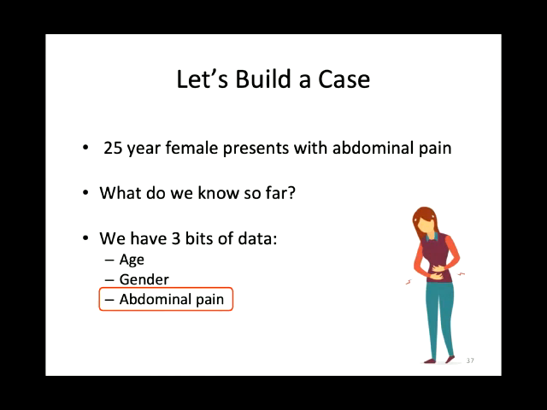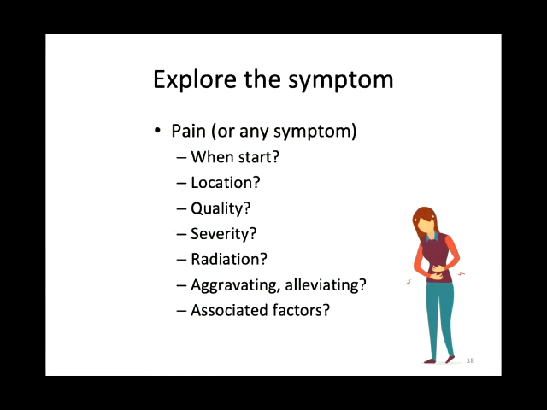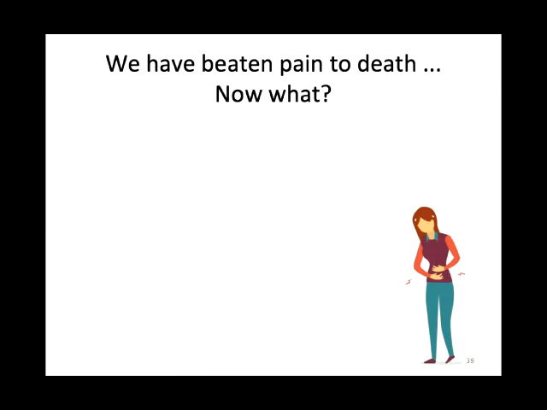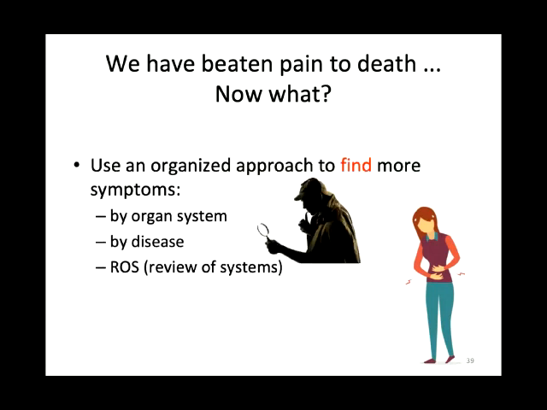That's all we know. And so when we're working through the diagnostic process, our first job is to explore the chief complaint. And we're taught in medical school to ask all these questions. When did it start? What makes it better? What makes it worse? And so we ask all these 10 or 15 questions about the chief complaint. And then when we've beaten that one chief complaint to death and we've asked everything we can think about it, we need to do something else. And we need to use an organized approach to find more symptoms. We need to explore the history.